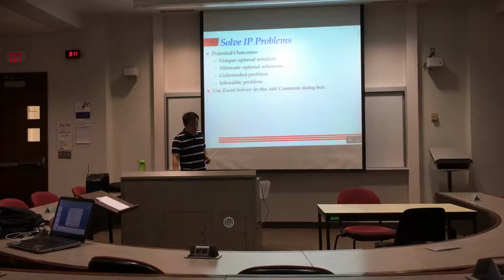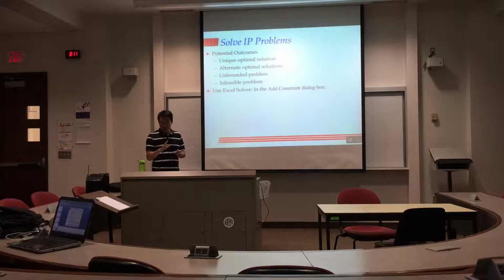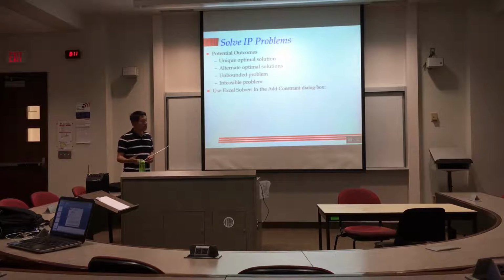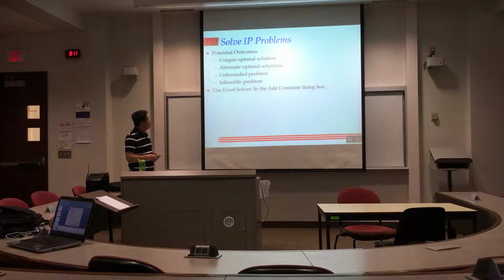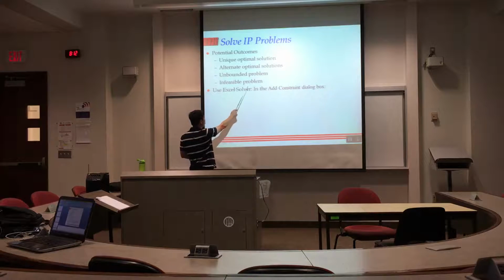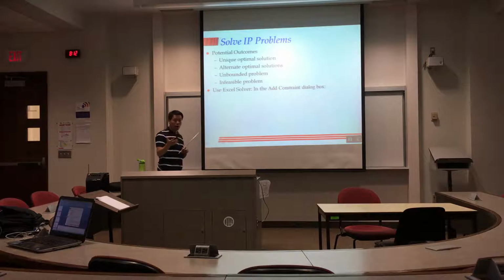If you remember from linear programming, for a linear programming problem, you may have a unique optimal solution. You may have alternate optimal solutions, that is, an infinite number of optimal solutions. You may have an unbounded problem. You may have an infeasible problem. Of course, unbounded and infeasible problems are more likely to happen if your program formulation is incorrect.